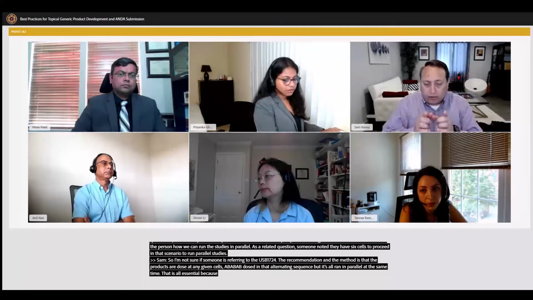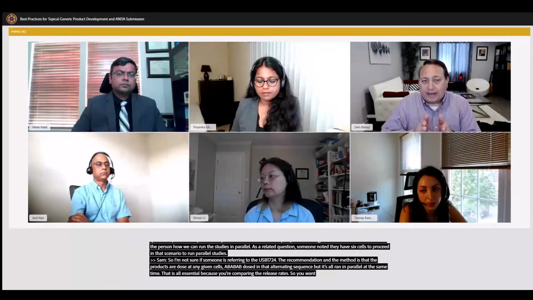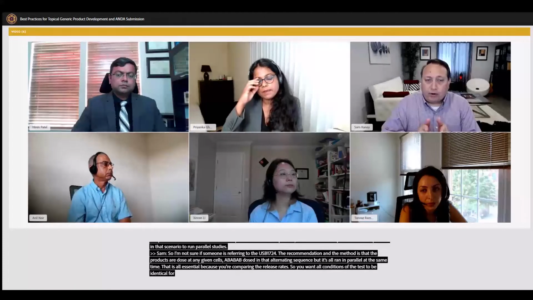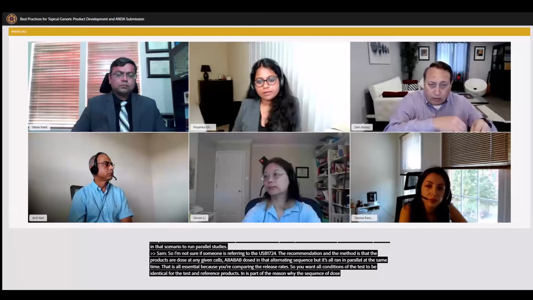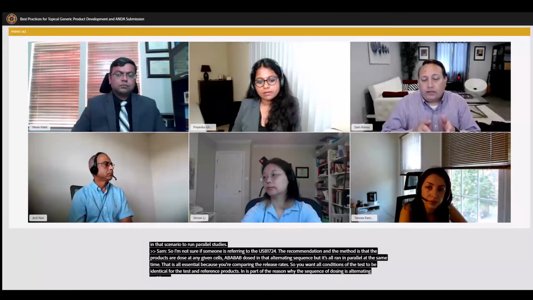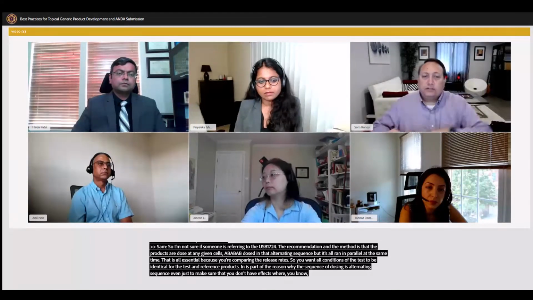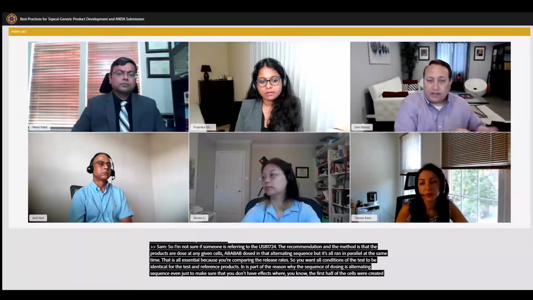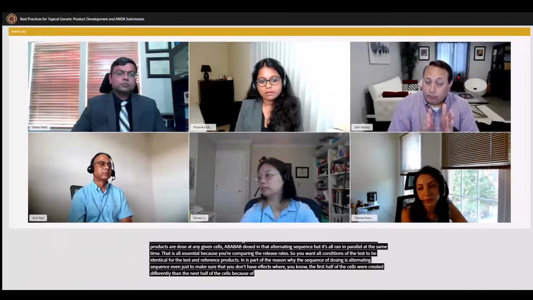you're comparing the release rates, so you want all conditions of the test to be identical for the test and reference product. This is part of the reason why the sequence of dosing is that alternating sequence, even just to make sure that you don't have effects where the first half of the cells were treated differently than the next half of the cells because of timing or because of other considerations. So being run in parallel is very important for that comparability.